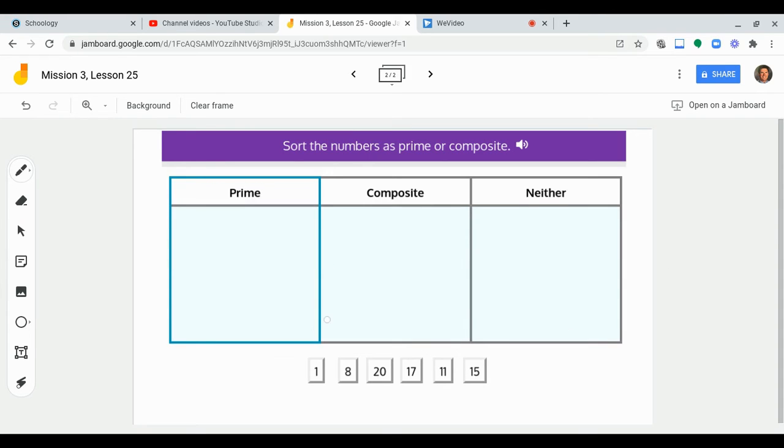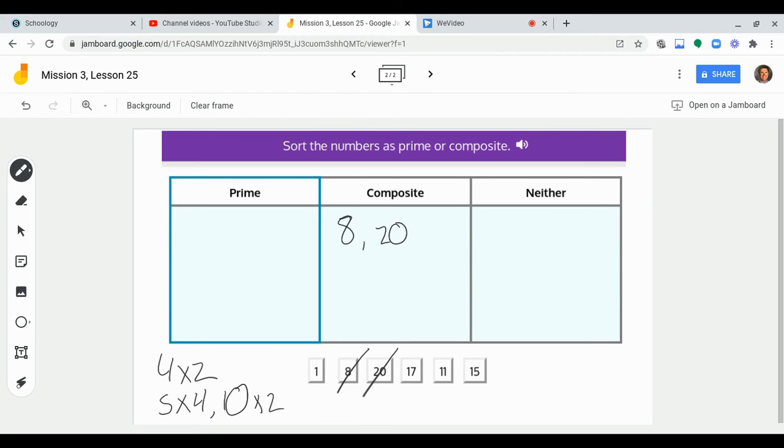I'm going to start with the 8. Is 8 prime or composite? Well, I know for 8 I can do 1 times 8, but I know I can at least do 4 times 2. So therefore, that alone tells me 8 is composite. 20. Well, there's lots of things I can do there. I can do 1 times 20, but I can also do 5 times 4. I could do 10 times 2. So therefore, since I have those options, 20 is a composite number.